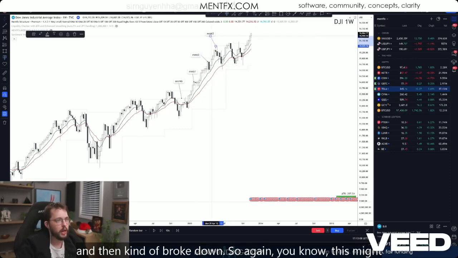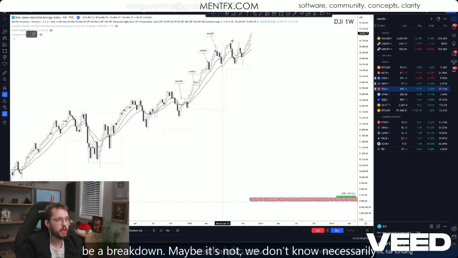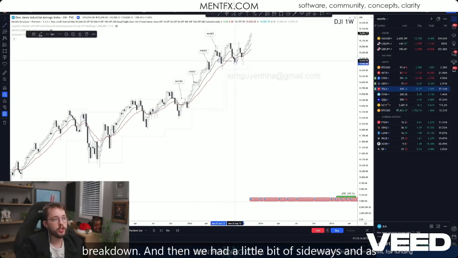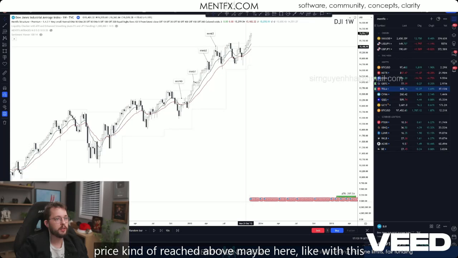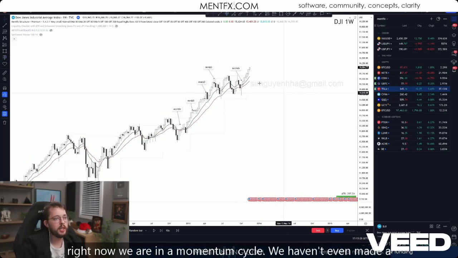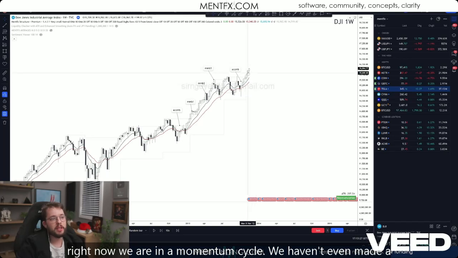And then it kind of broke down. So again, this might be a breakdown. Maybe it's not. We don't know necessarily yet. But I kind of see this break here as a potential breakdown. And then we had a little bit of sideways. And as price kind of reached above maybe here, like with this candle, this probably put in an accumulation MB. So clearly right now we are in a momentum cycle. We haven't even made a momentum MB.